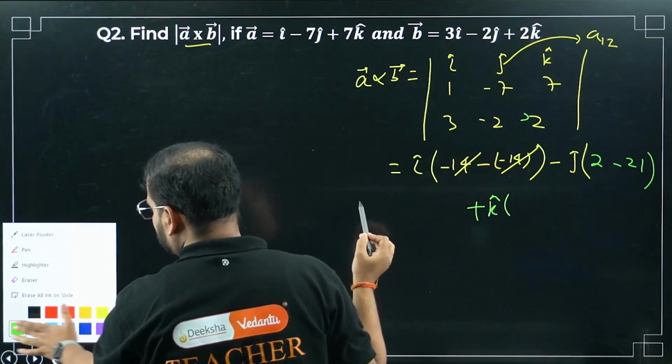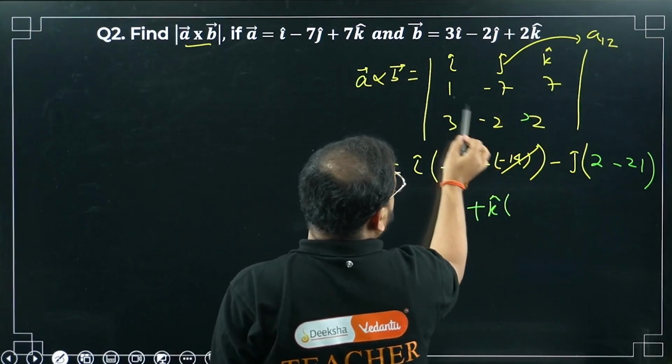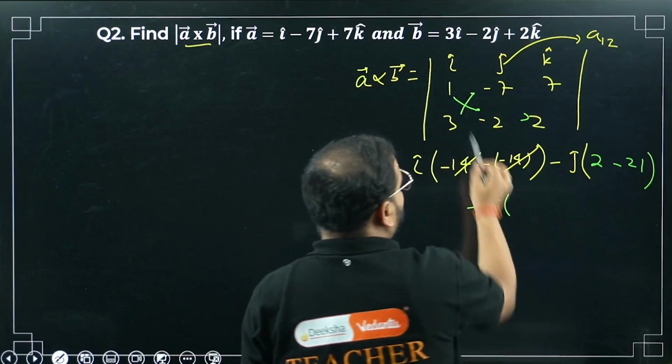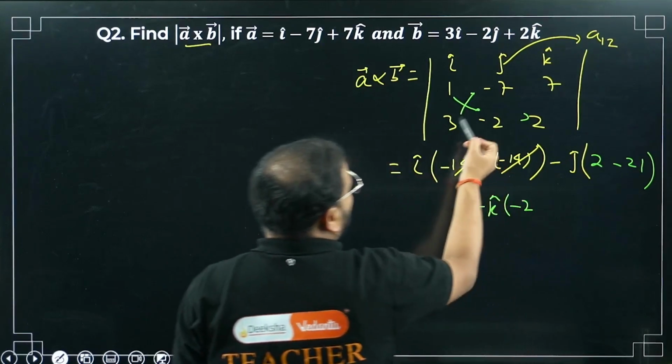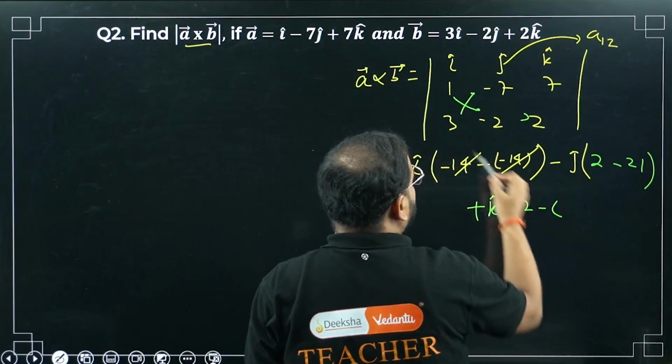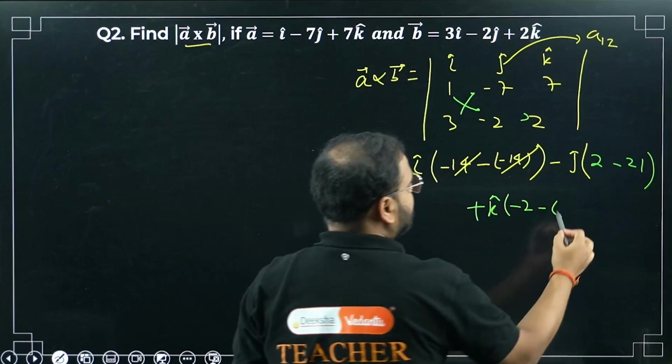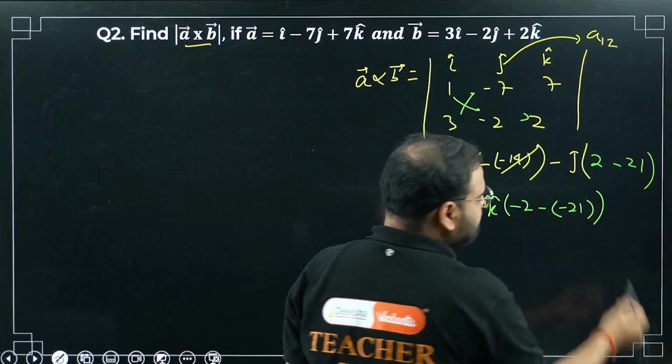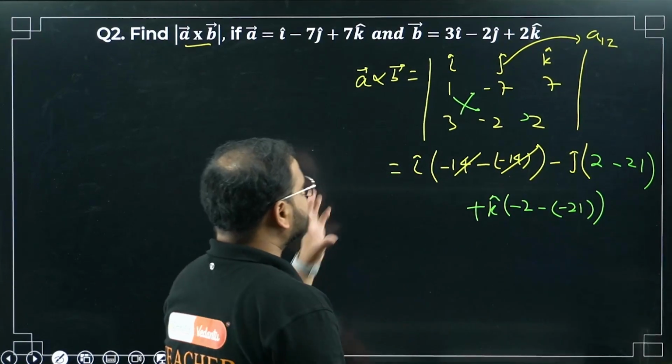For k cap, plus sign will come, and I'm going to consider this and this. So 1 into minus 2 is simply minus 2, and this is going to be minus of 7 into 3 with a minus sign, so minus 21. I know you know this, that's why I'm getting ahead and solving this quickly.